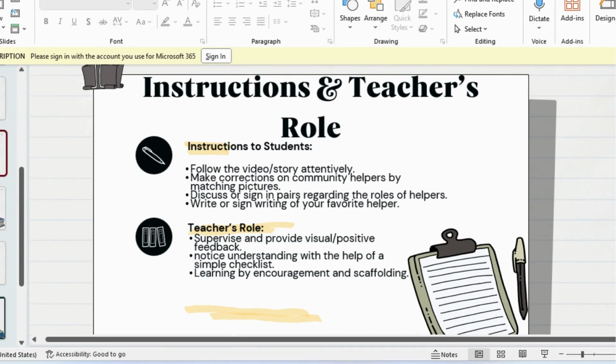As the teacher, my role is to supervise and guide the activity, providing positive feedback and support when needed. I'll use a simple checklist to observe understanding, for example, checking who correctly matches the pictures or participates in discussion. I'll also use scaffolding techniques, meaning I'll give help when necessary and gradually reduce it as students become more confident. The goal is to keep the learning fun, inclusive, and supportive for everyone.